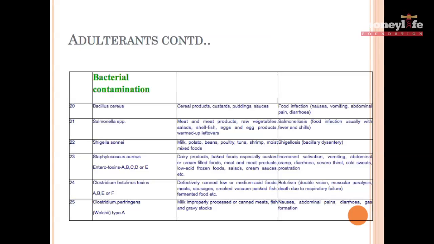Cereal products, custards, puddings, sauces: Bacillus cereus is the organism which gives you nausea, vomiting, abdominal pain, diarrhea, etc. Salmonella is normally associated with meat products and fish, and most of the non-veg area. The typical one is Salmonella typhi, or actually any Salmonella species. You have salmonellosis, that is food infection, usually with fever and chills.